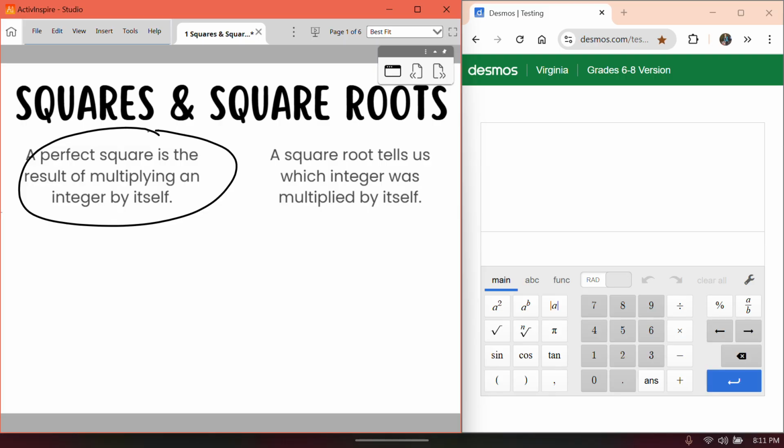The second definition says a square root tells us which integer was multiplied by itself. So this is just sort of doing the opposite. But again, that's going to make more sense once we see our first example.